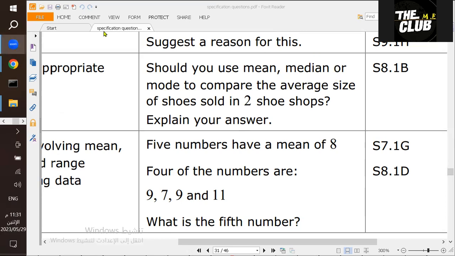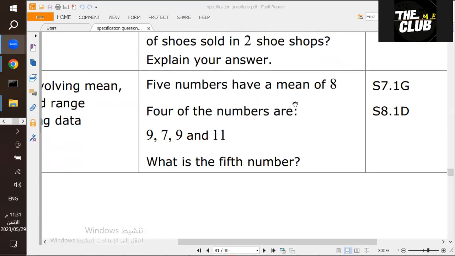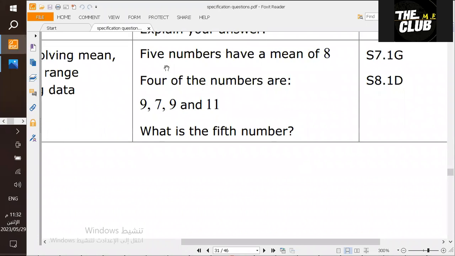Okay, let's talk about this. This is a riddle. 5 numbers have a mean of 8. 4 of the numbers are these. What is the 5th number? That's easy. So we know the mean. We need the 5th number. Let's call the 5th number X. What do we do next?